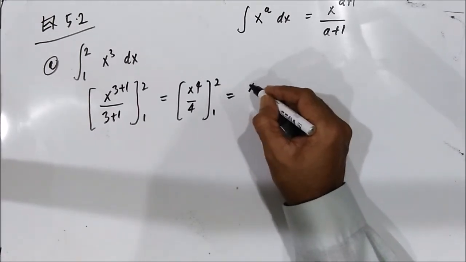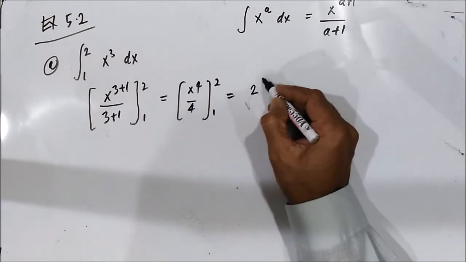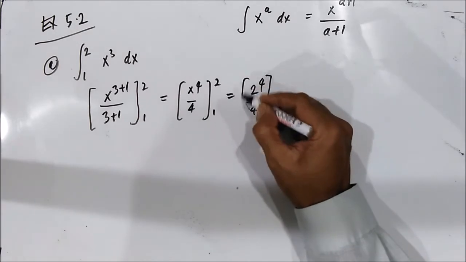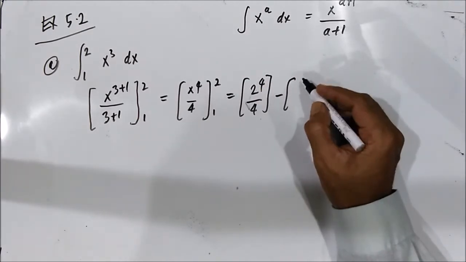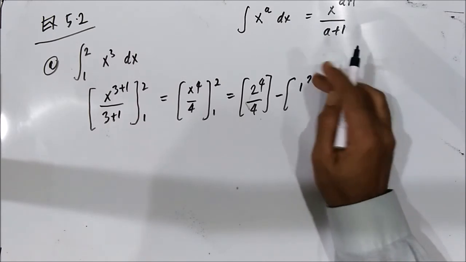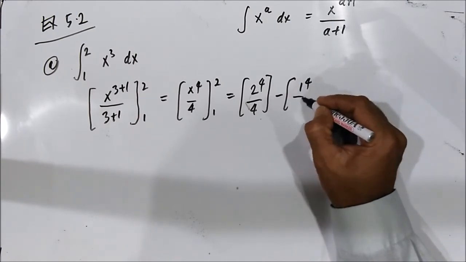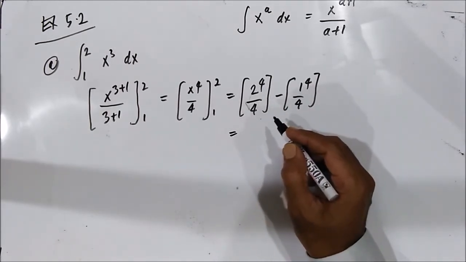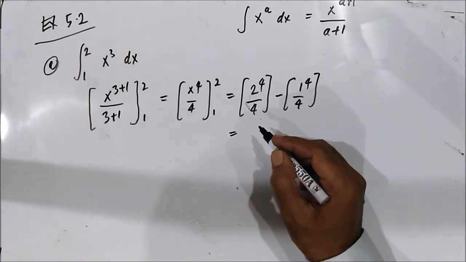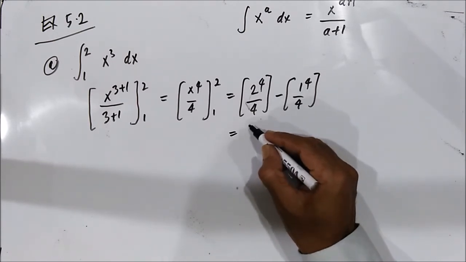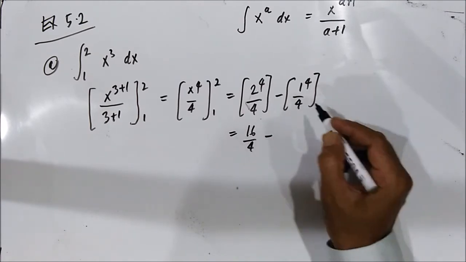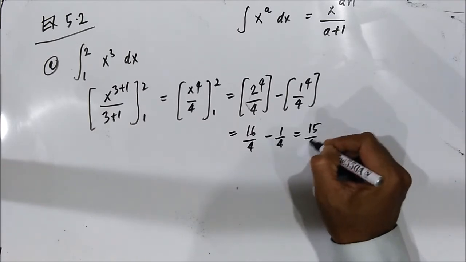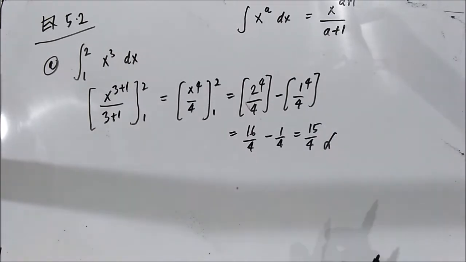So I have 2 raised to 4 over 4 minus 1 raised to 4 over 4. So 2 raised to 4 is equal to 16. Okay. 2 to the power of 4 is 16. 16 over 4 minus 1 over 4 is equal to 15 over 4. So this is our final answer.